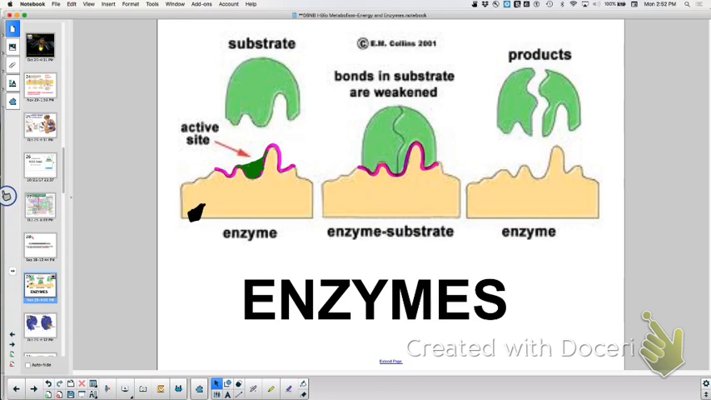Okay? What do you call this site where this non-competitive inhibitor binds? Starts with an A.